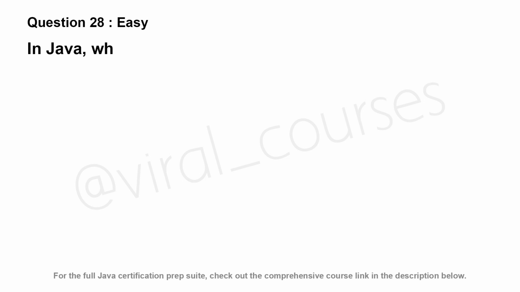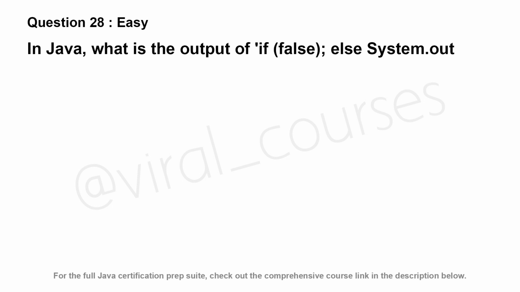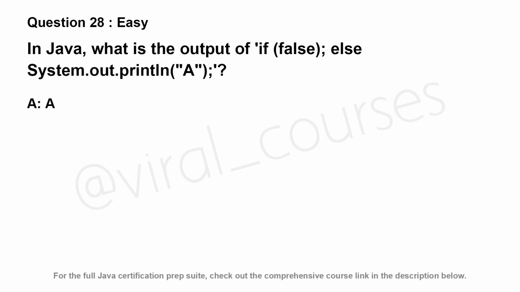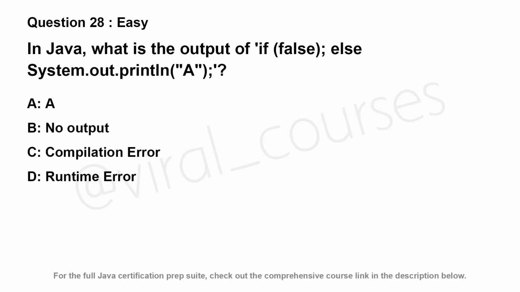In Java, what is the output of if (false); else System.out.println("A")? Option A, A. Option B, no output. Option C, compilation error. Option D, runtime error.